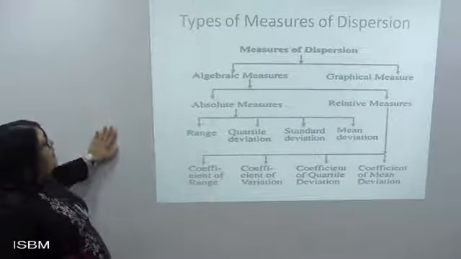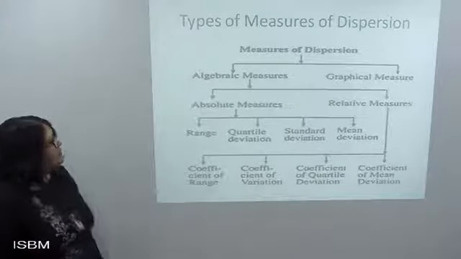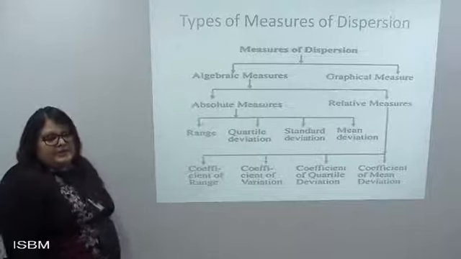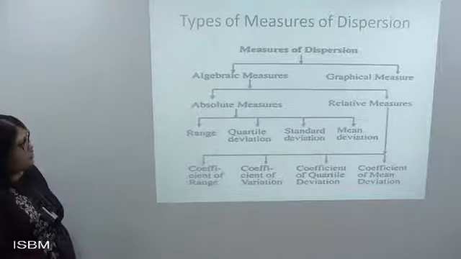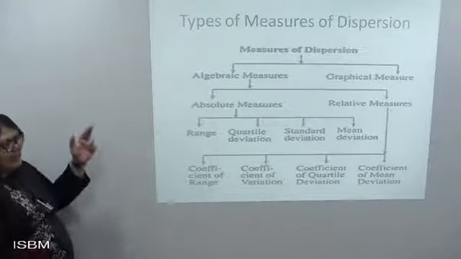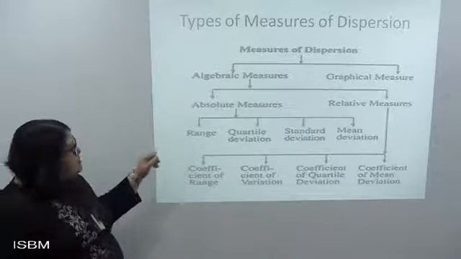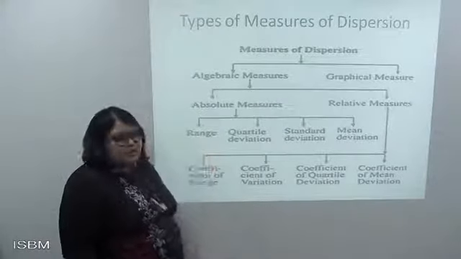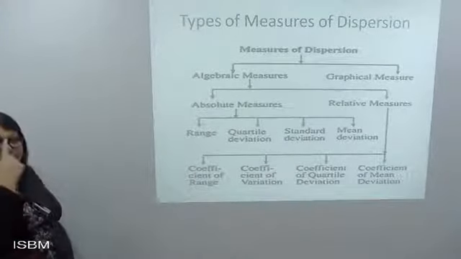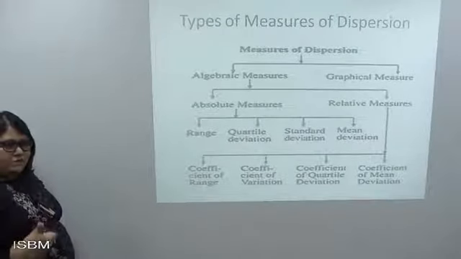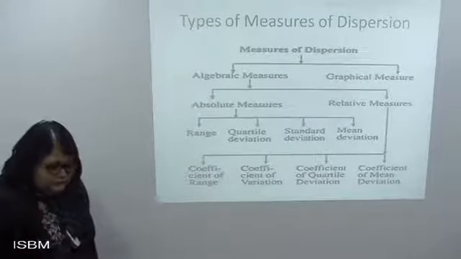Next we have the types of methods of dispersion. Basically, methods of dispersion are divided into algebraic measures and graphical measures. Algebraic measures have absolute measures and relative measures. Under absolute measures you have range, quartile deviation, standard deviation and mean deviation. These are the absolute measures. And under relative measures you have the coefficient of range, coefficient of variation, coefficient of quartile deviation and coefficient of mean.